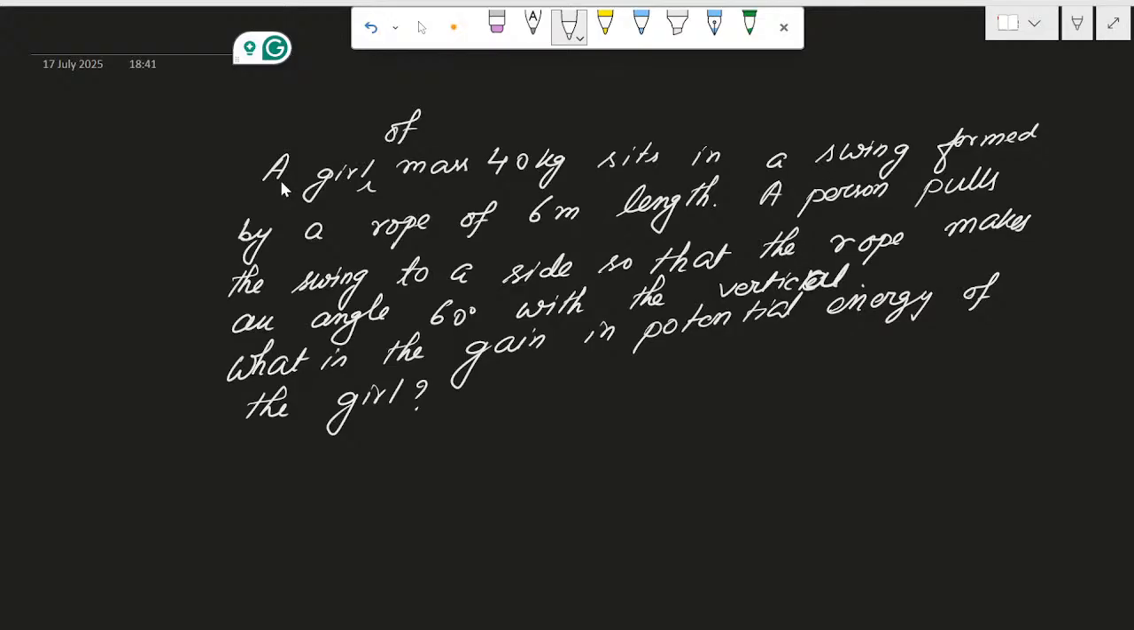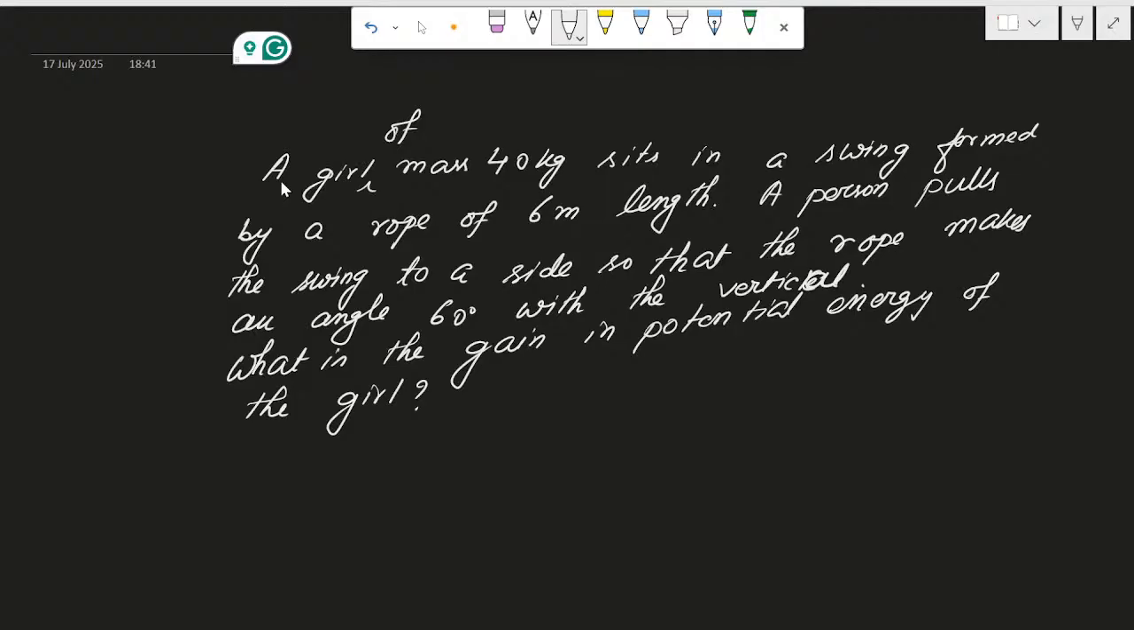A girl of mass 40 kg sits in a swing formed by a rope. What is the length of the rope? 6 meter. A person pulls the swing to a side so that the rope makes an angle, because you need to pull it so that it can swing, correct? So that angle makes 60 degree with the vertical. And what is the gain in potential energy? When will it gain the potential energy? When some person pulls it so that it makes a 60 degree angle, isn't it?